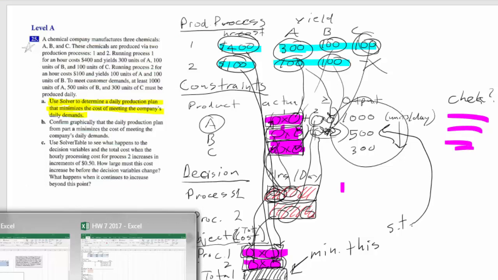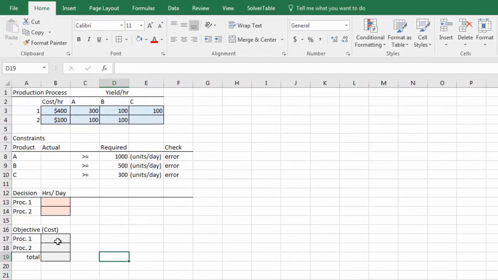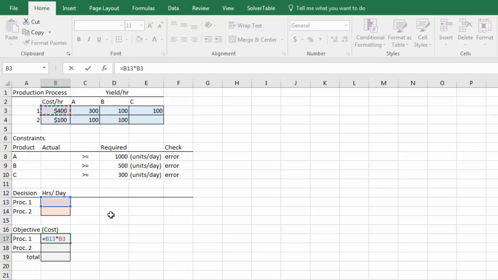So let's start at the cost ones. Those are pretty easy. That's just going to be the amount of process 1 we use, hours per day, times its hourly cost, which is up there. So that's B13 times B3. Process 2, same thing. It's going to be the amount we use times its hourly cost, B14 times B4. And the total is going to be shortcut alt equals sum of what's right above it. Okay, of course, there's nothing there yet because we haven't set the values.